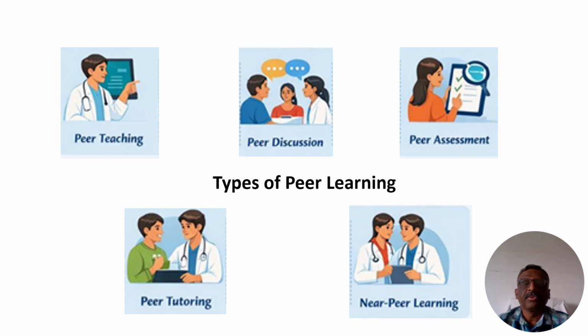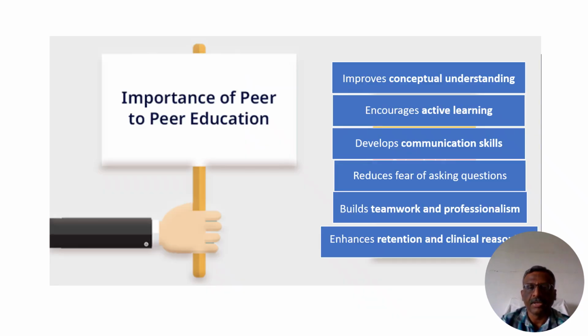So what are the different types of peer learning? There is peer teaching, peer discussion, peer assessment, peer tutoring, and near peer learning. In peer teaching, one student teaches the others. In peer discussion, group discussion of cases or topics occurs. In peer assessment, students assess each other's work, how they are performing. In peer tutoring, somebody who is more knowledgeable helps others. Near peer learning is where seniors teach juniors. This is very effective. Even in my personal experience, near peer learning is one of the best methods.